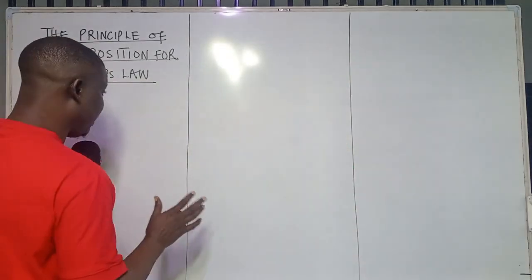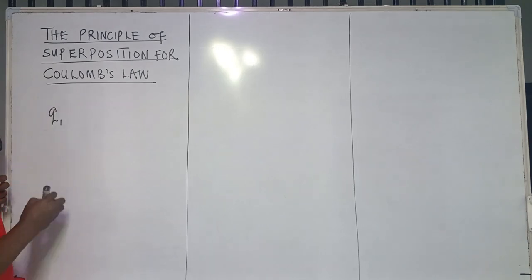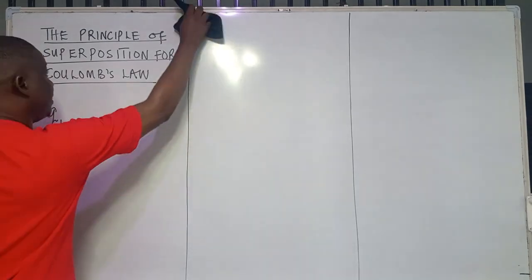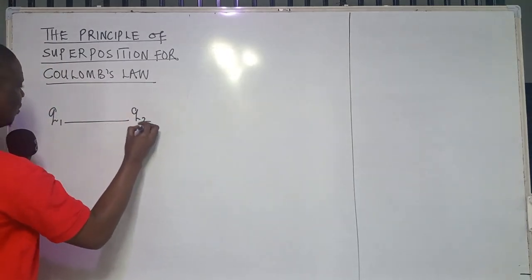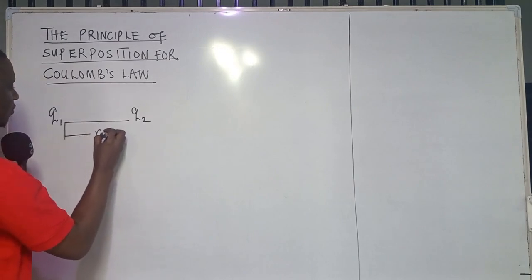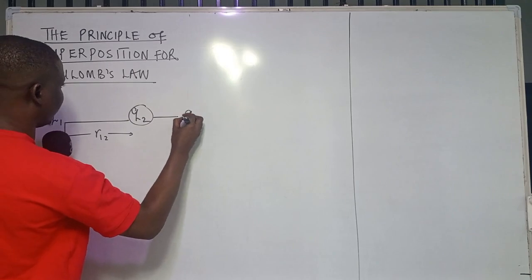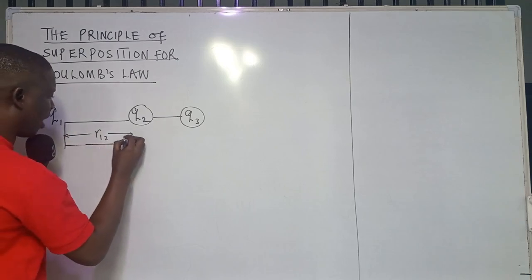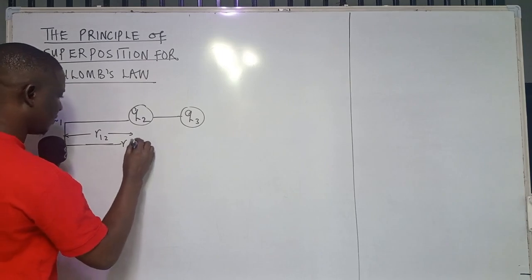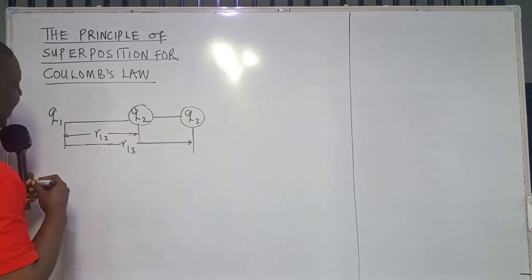Now, what he's saying is simply this. Let me give you a simple illustration. For example, before I define it, let's say we have Q1. Now, Q2 is measured from it, let's say R12. I have another one, Q3, measured from it. That means R13 from this particular charge.